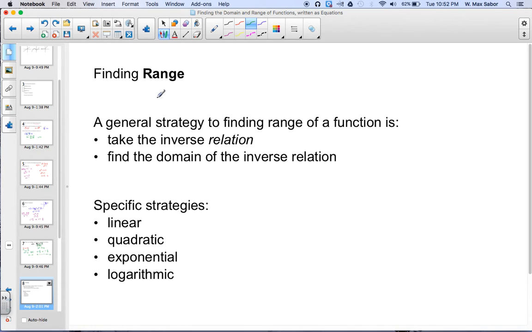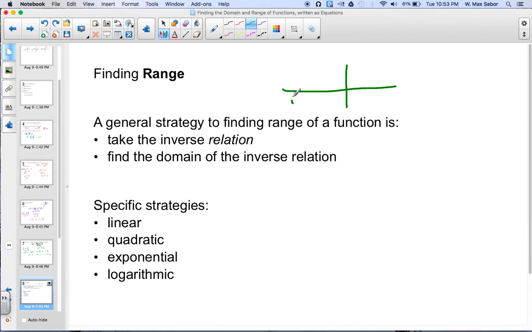If we're finding range instead, the general strategy is to take the inverse relation and find the domain of the inverse relation, because really domain and range get switched when we take an inverse. However, some functions are not invertible.